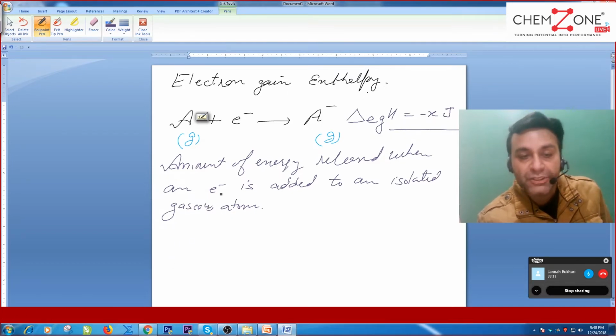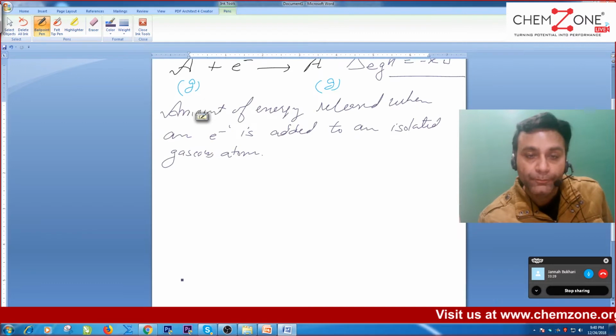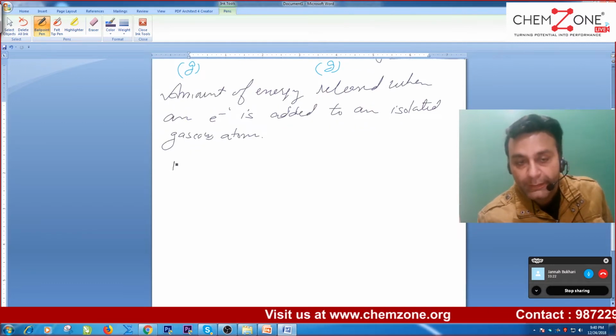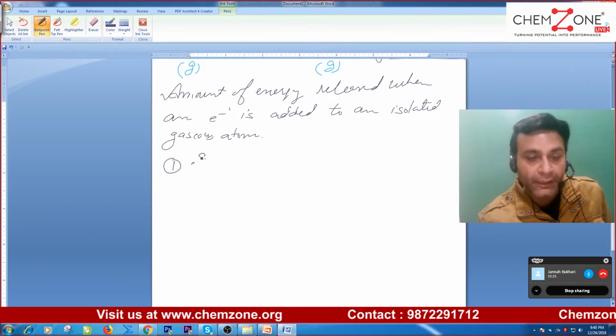It means the more the attraction for the electron, the more is the energy released. So it depends upon, number one, the size of an atom.